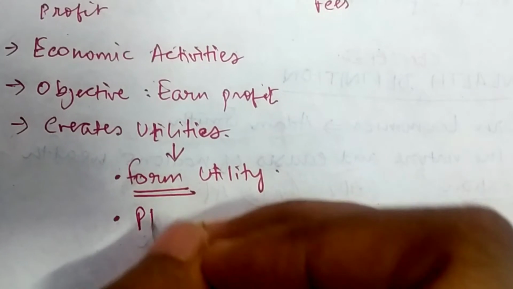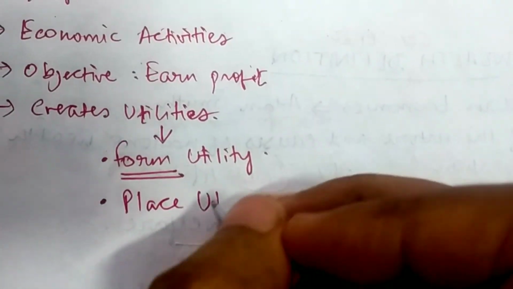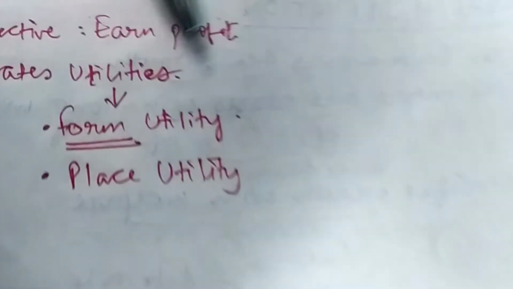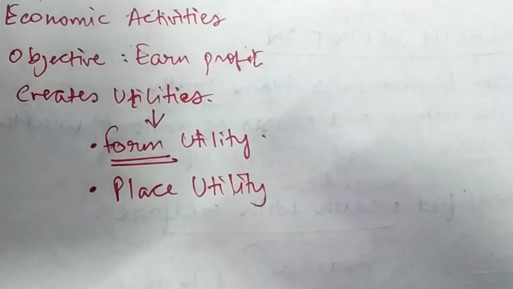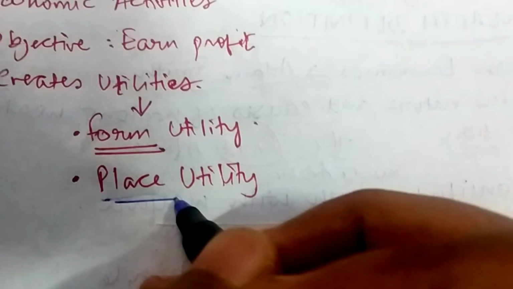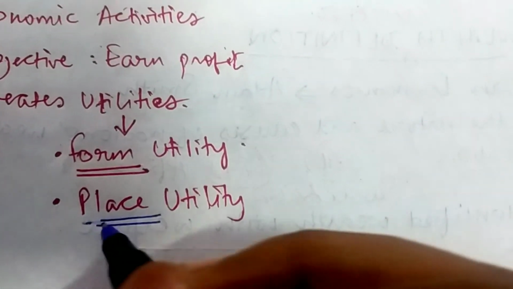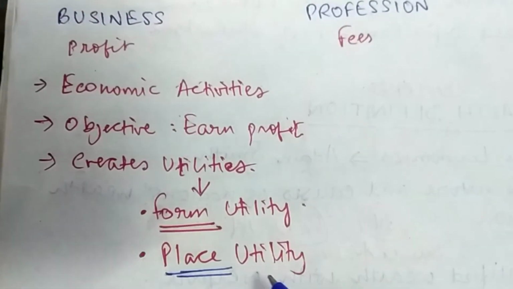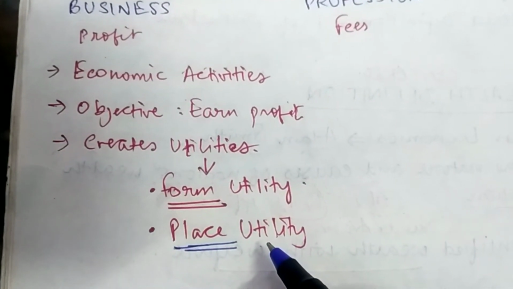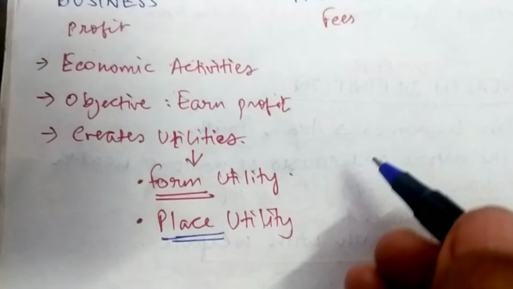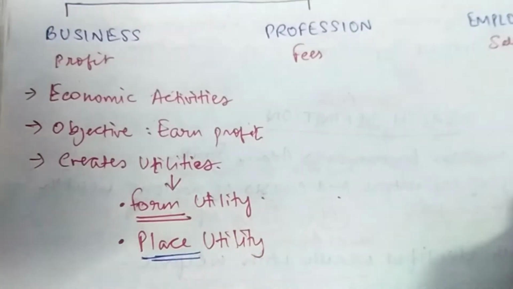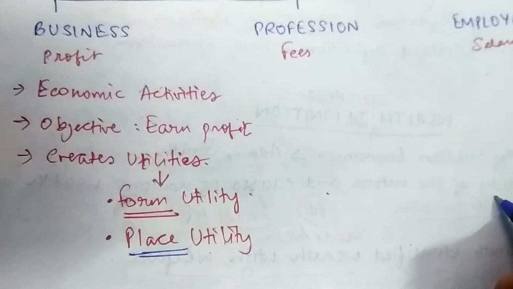Place utility. What is this place utility? You know the meaning of the word place? Yeah, some place that I visit. It means that by changing the place of that product, it is creating a utility in that. That means when a product is at some point A, it was of no use. When it has reached point B, it is of a lot of use.